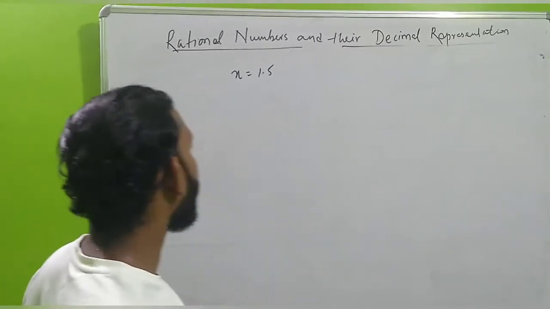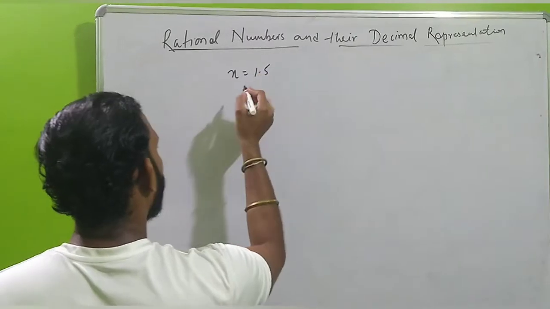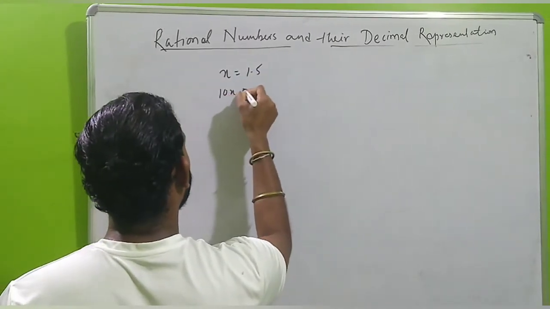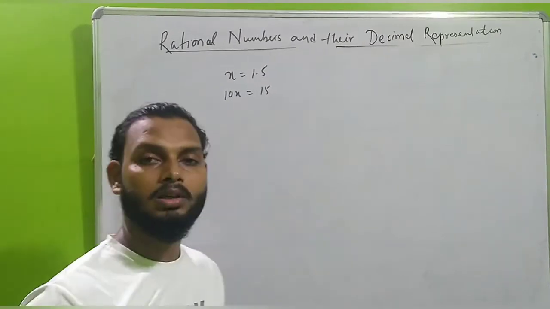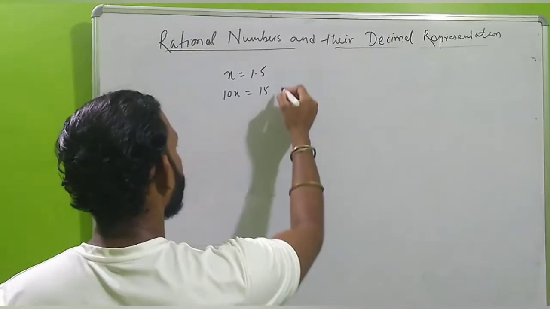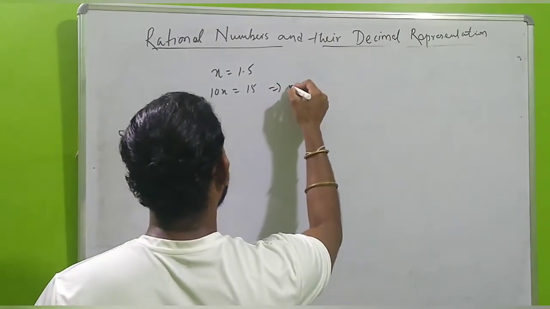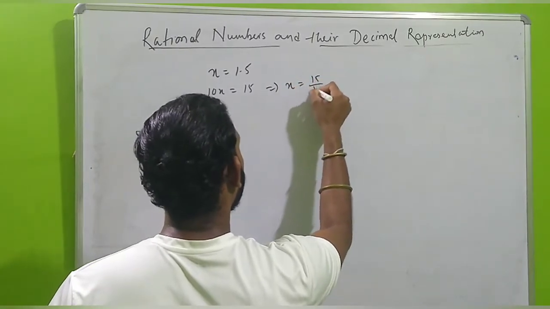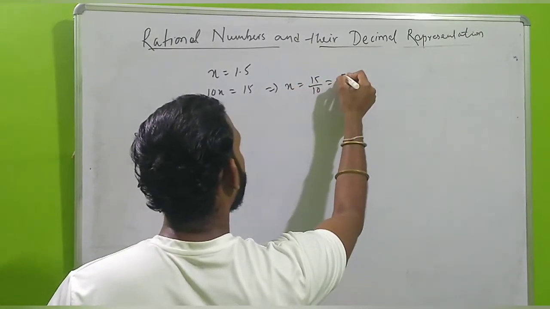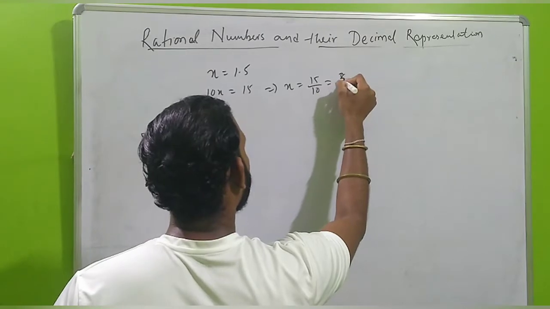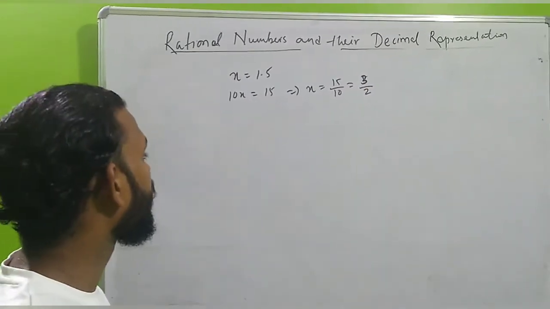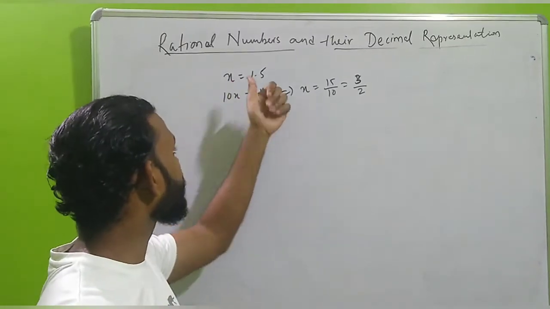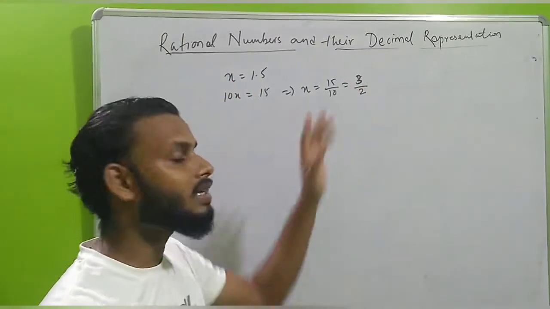So what we will do is, x equals 1.5. We will multiply 10 to both sides, so I will get 10x equals 15. Now you can see the right side is converted into a whole number. So when it is a whole number, I can say x equals 15 by 10, or I can reduce that, it will be 3 by 2. Okay, so it is 3 by 2. So you can see this x equals 1.5, I can write as 3 by 2.